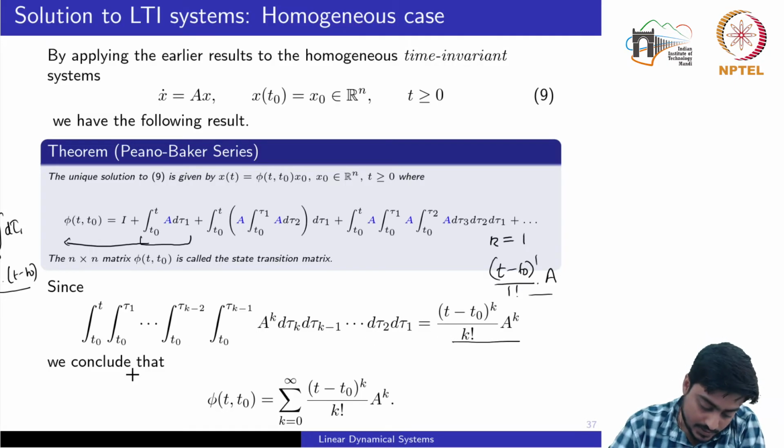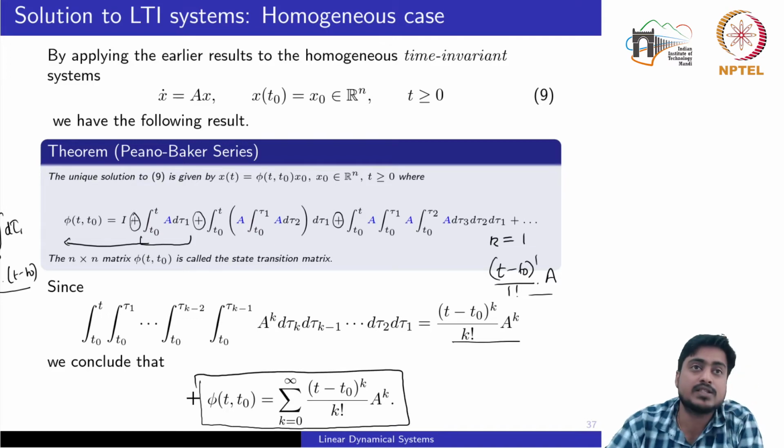So if I sum all these kth terms starting from k is equal to 0 to infinity, because these are all summations, I would actually get the closed form solution of the state transition matrix, which is equal to the summation over k is equal to 0 up to infinity of this part.